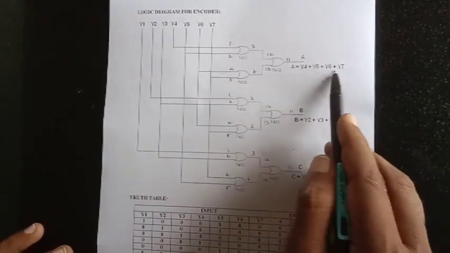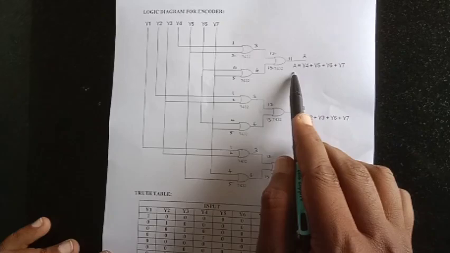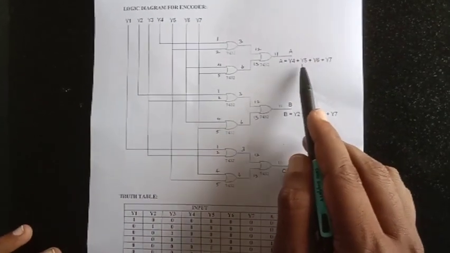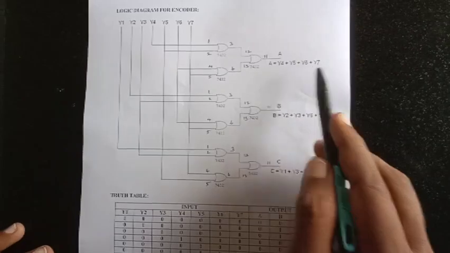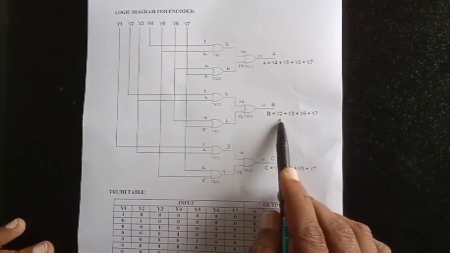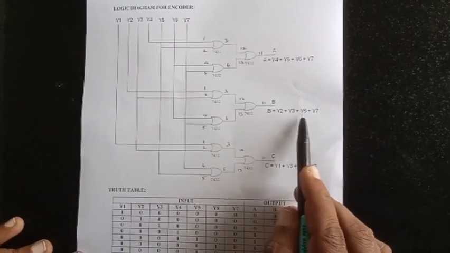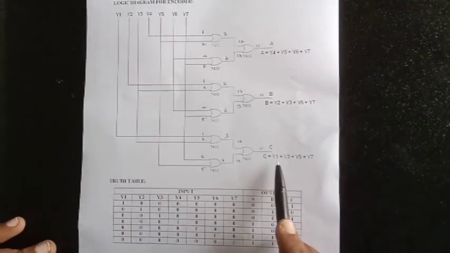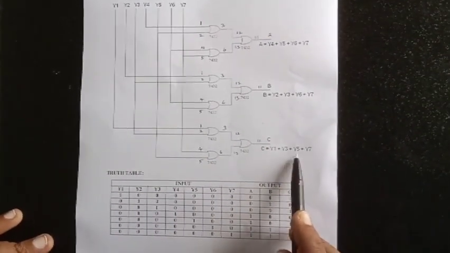So the outputs for the encoder: A is equal to y4 plus y5 plus y6 plus y7. Similarly, B is equal to y2 plus y3 plus y6 plus y7. C is equal to y1 plus y3 plus y5 plus y7.